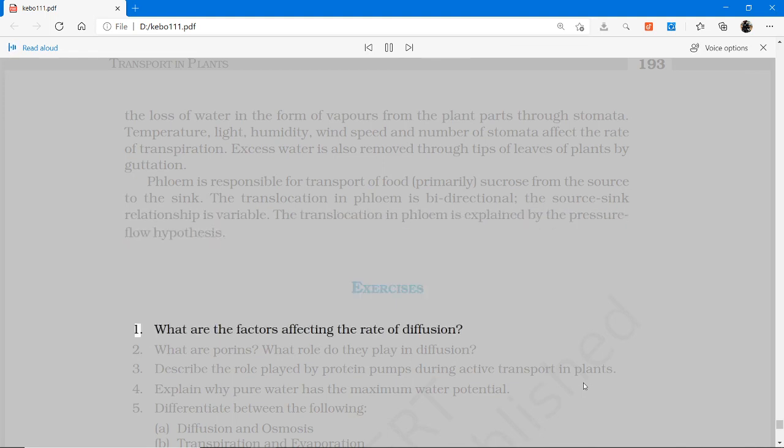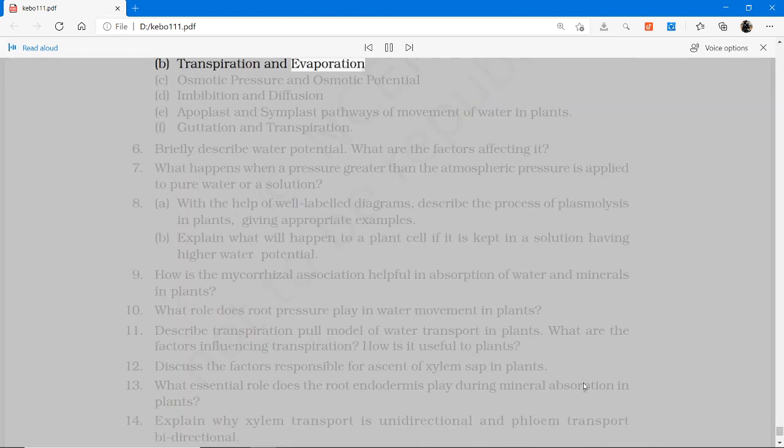Exercises. 1. What are the factors affecting the rate of diffusion? 2. What are porins? What role do they play in diffusion? 3. Describe the role played by protein pumps during active transport in plants. 4. Explain why pure water has the maximum water potential. 5. Differentiate between the following: A. Diffusion and osmosis, B. Transpiration and evaporation, C. Osmotic pressure and osmotic potential, D. Imbibition and diffusion, E. Apoplast and Simplastic pathways of movement of water in plants. F. Guttation and transpiration.